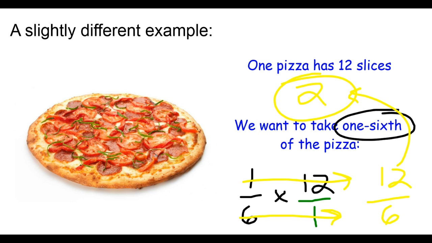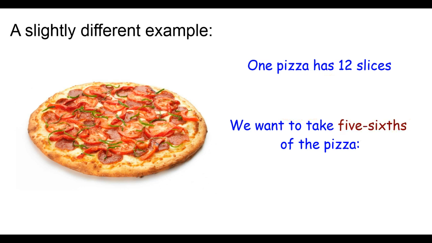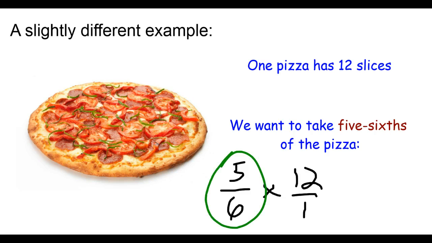Now, what if we had a slightly more complicated fraction, like 5/6 of the pizza? Well, the same idea still works. We want to take 5/6 times 12. Essentially, we want to divide 12 into those 6 pieces and then create a group of 5. For example, 1/6 is 2, and then we multiply it by 5 to get 10.